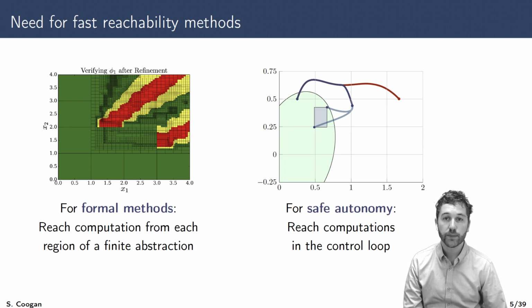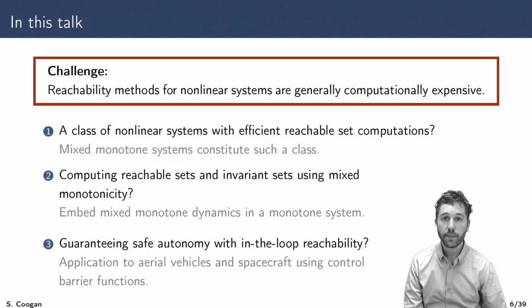Separately, many algorithms for achieving safe autonomy require reasoning about the future evolution of the system, which often calls for on-the-fly reachable set computations. This will be the application focus of the methods we discuss in this talk. Unfortunately, the challenge is that, except in special cases, such as linear systems, methods for approximating reachable sets generally suffer from the curse of dimensionality and can become computationally intractable, even for systems with more than just a few state dimensions. In the first part of this talk, I will introduce a broad class of nonlinear systems called mixed monotone systems that are amenable to efficient reachable set approximation.